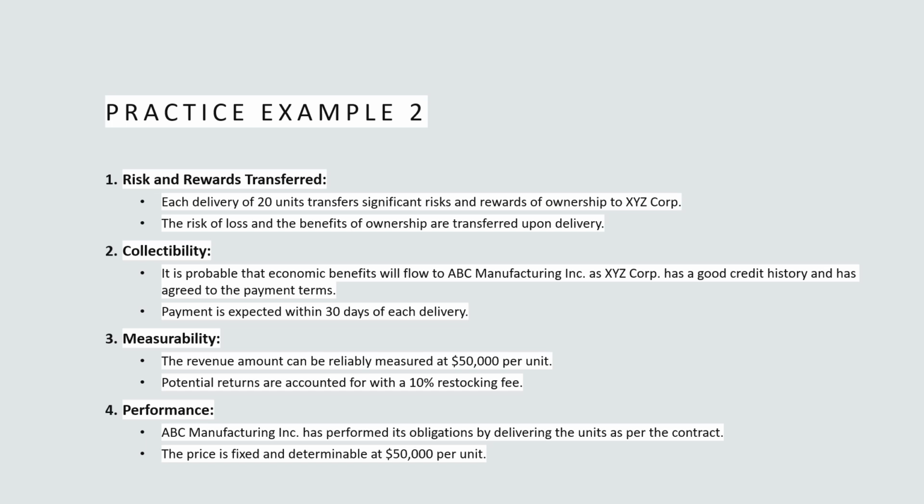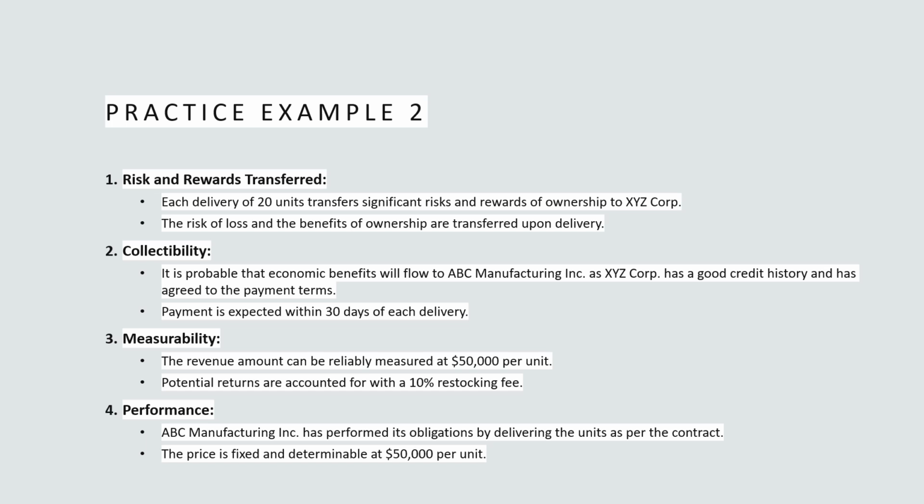Second is collectibility. It is probable that economic benefits will flow to ABC Manufacturing Inc. as XYZ Corp. has a good credit history and has agreed to the payment terms. Payment is expected within 30 days of each delivery, so the collectibility criterion is met. Third is measurability. The revenue amount can be reliably measured at $50,000 per unit, and any potential returns are accounted for with the 10% restocking fee.